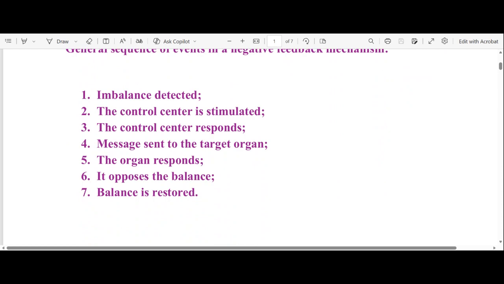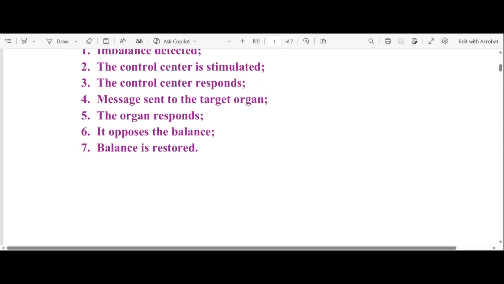If you remember, in the last video, we said that the endocrine system communicates through hormones. So the hormones are messengers, right? Whenever I speak about the message, I'm speaking about hormones, right? So these messengers are sent, okay? And number five, the organ responds. So the target organ needs to respond in order to bring the imbalance back to normal, okay?